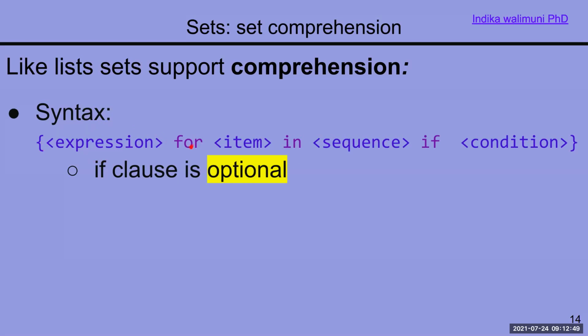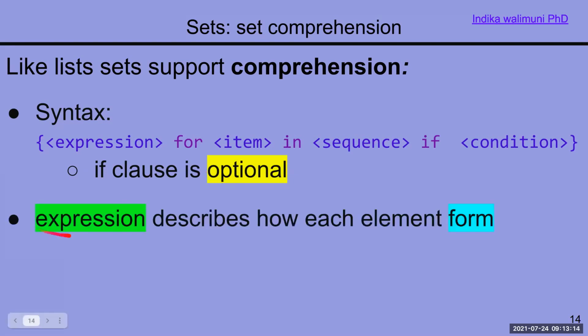And the rest is, in comprehension, we use any sequence, and then iterate the sequence based on the condition, which is optional, and then extract each item in that sequence and apply it to our expression. So the if clause is optional, and the expression describes how each element is formed.